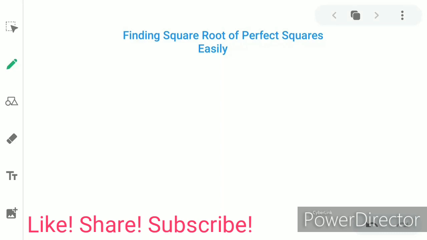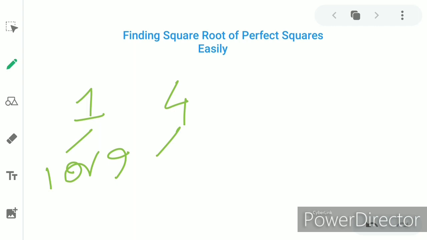Today we will talk about square root of perfect squares in an easy way. Before I start, you must remember two important points. First, if a perfect square ends with 1, the digit at the units place of its square root will be either 1 or 9. If a perfect square ends with 4, the digit at the units place of its square root will be either 2 or 8.